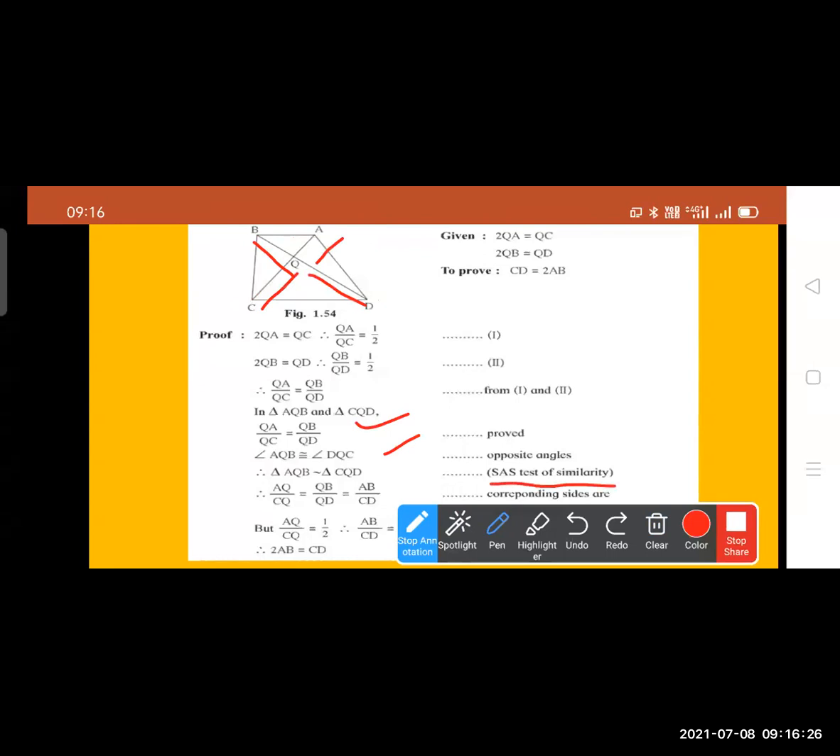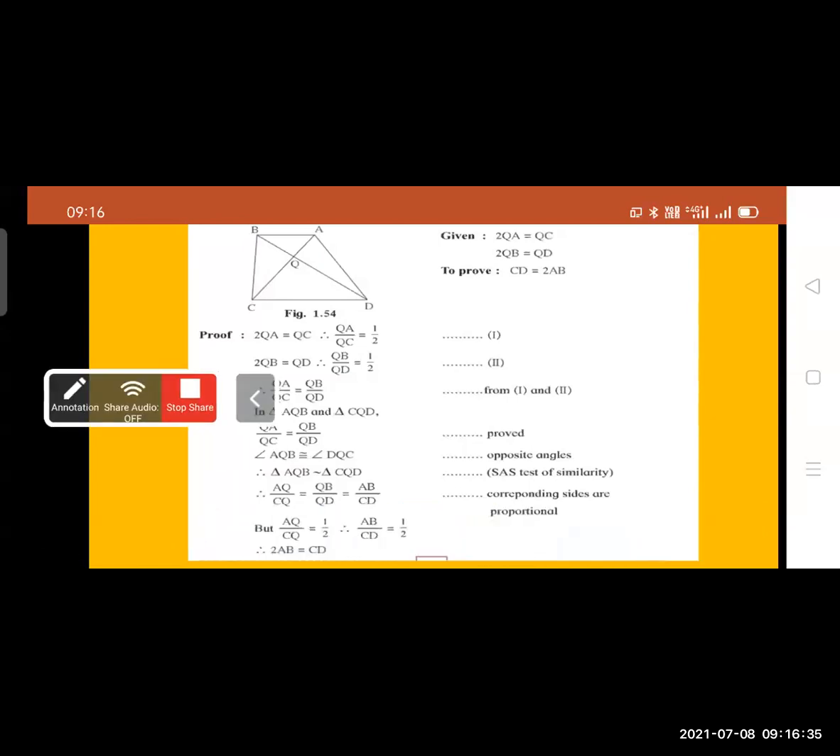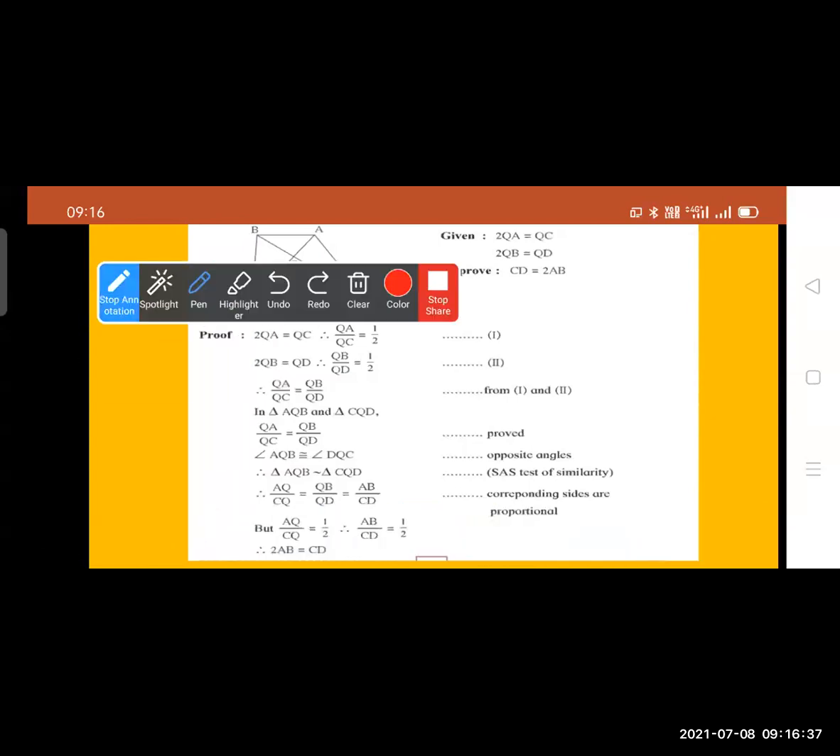If these two triangles are similar, then their sides are in proportion. See carefully, this one is very important. If two triangles are similar, then their corresponding sides are also in proportion. So here we write, first we check AQ by CQ, QB by QD, AB by CD.